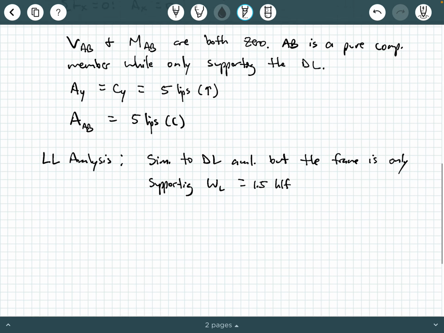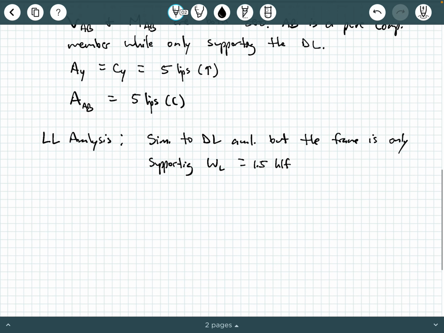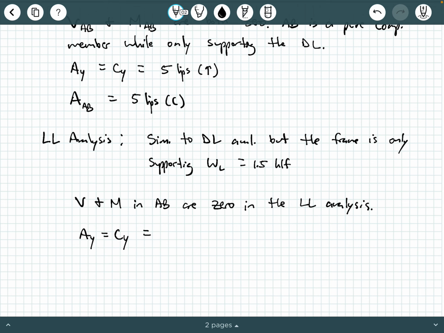From your live load analysis, you'll come to the conclusion that the shear and moment in AB are 0, and your AY equals CY equals 7.5 kips reacting upwards, and that's going to give you an axial force in AB.